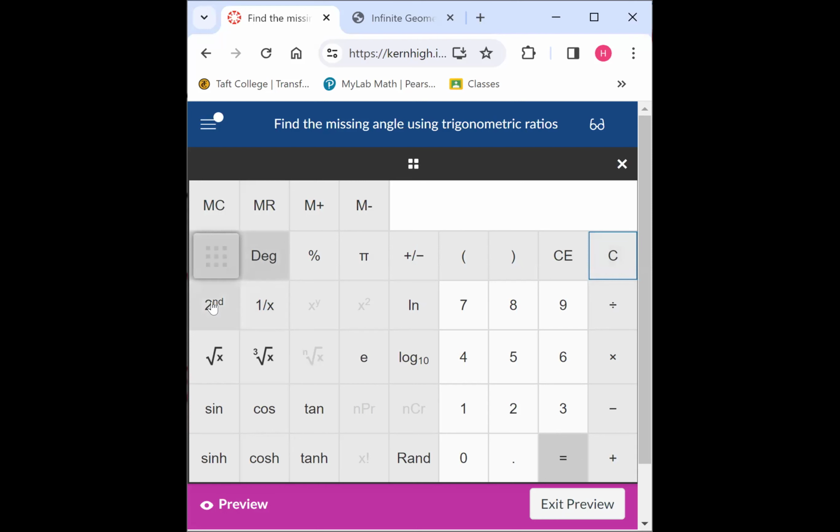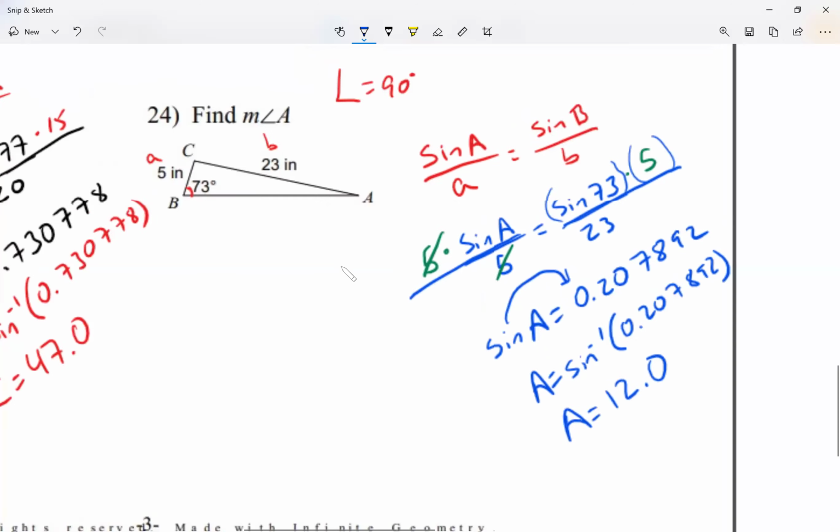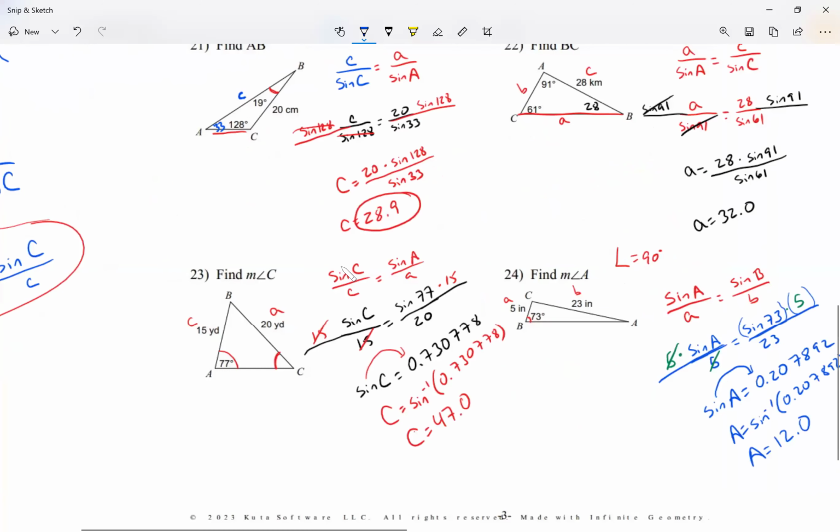And now I want sine inverse. So I go second now. Sine inverse of 0.207892. Press equal. 11.99. Okay. So the second 9 pushes the first 9, but it's at the limit, so it ends up pushing the 1. So I'm going to call this 12.0. So angle A is 12.0, or just 12, because the 0.0 is optional. Remember your law of sines.